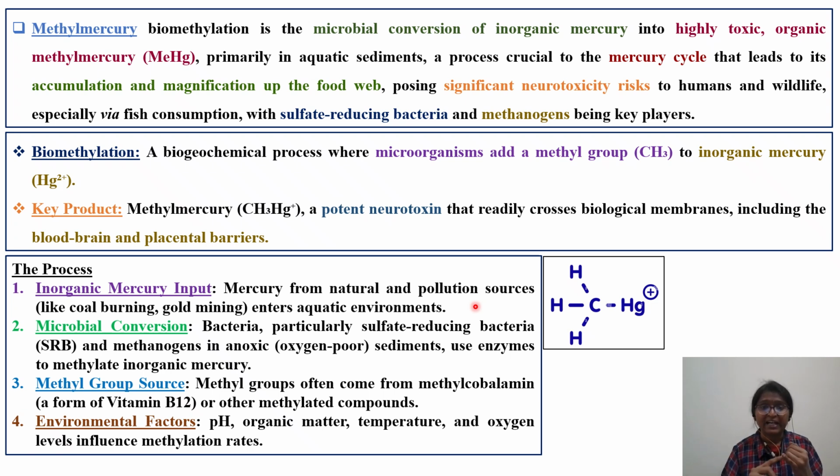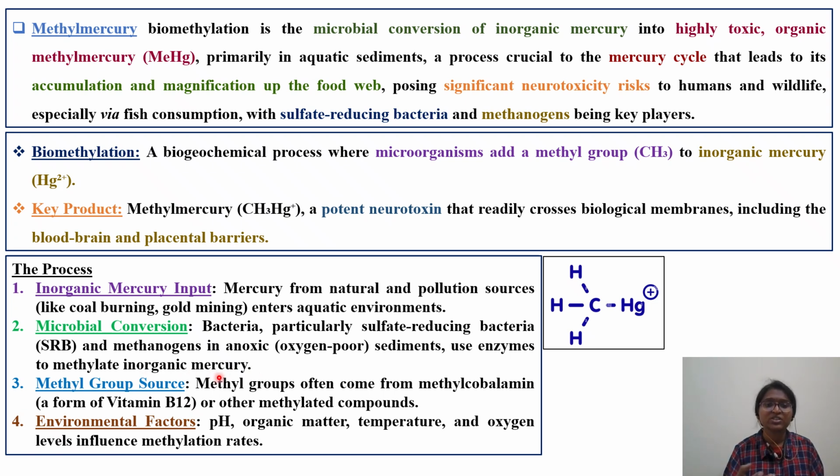Okay, so from natural or pollution sources like coal burning and gold mining, mercury enters the aquatic environment. Nearby any water bodies, mercury will be released. Microbial conversion: now the bacteria, particularly sulfate reducing bacteria, SRB, that you have to remember, and methanogens in anoxic, oxygen-poor sediments, will use enzymes to methylate. A CH3 group is added to the inorganic mercury.